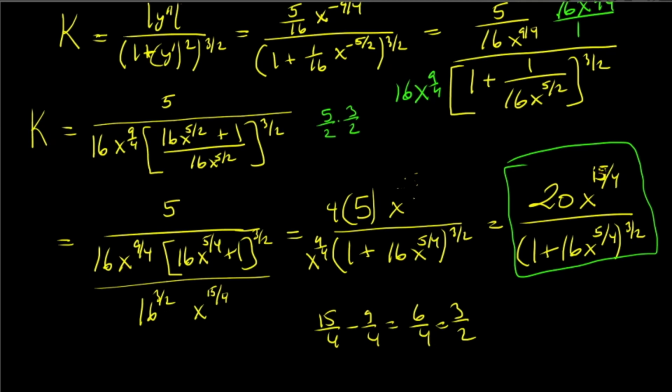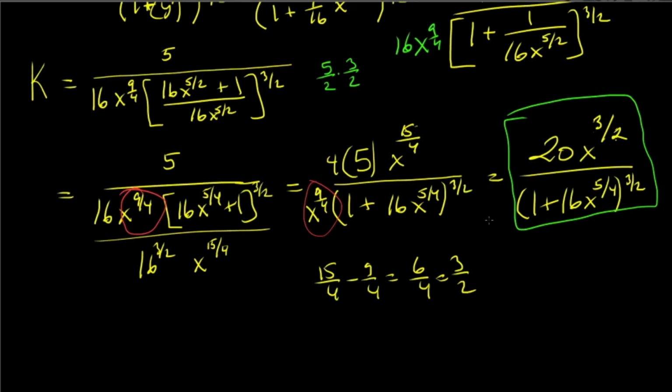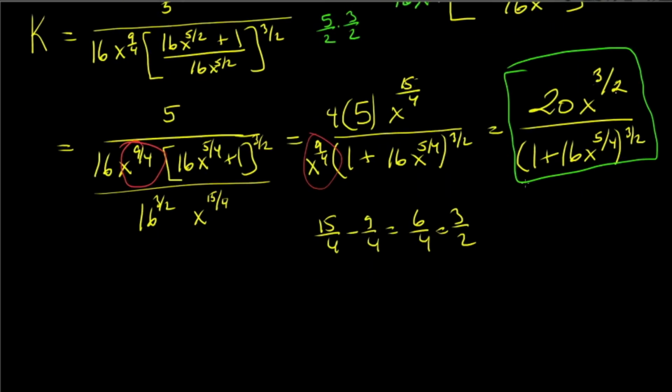Okay, so this 15 over 4 should be 3 over 2. Yeah, because I forgot the x to the 9 over 4 here. Okay, so that's right. X to the 3 over 2. Oh, we didn't divide yet. So this is the 15 over 4. That was correct. But then when you subtract the exponents, you do get 3 over 2. Phew. Okay, that's k in terms of x.